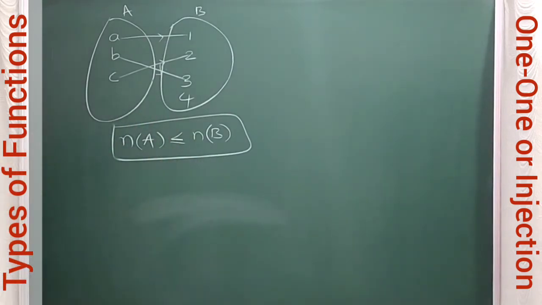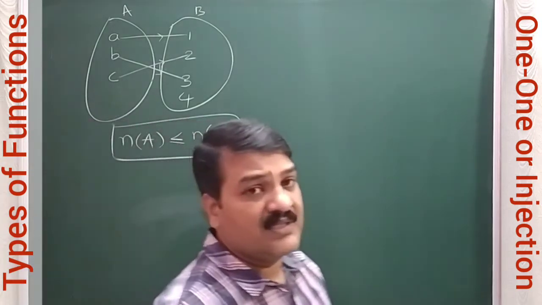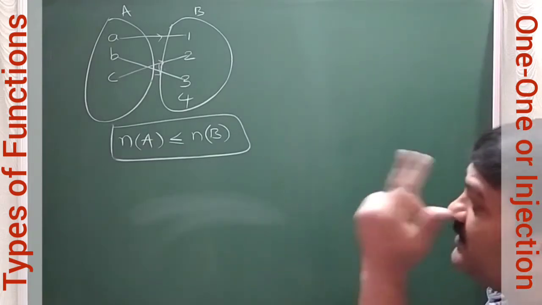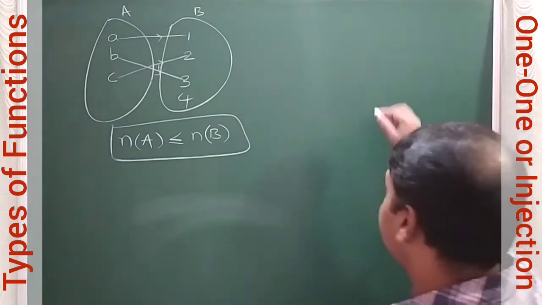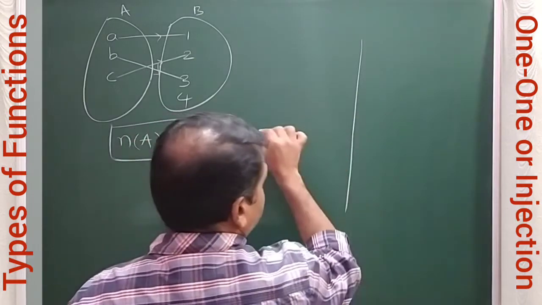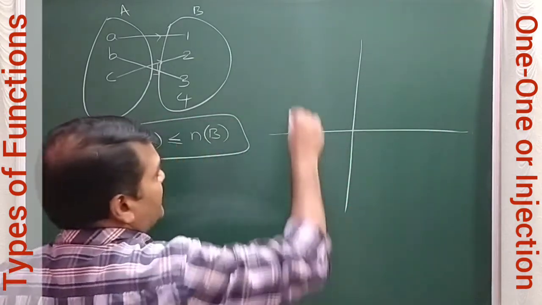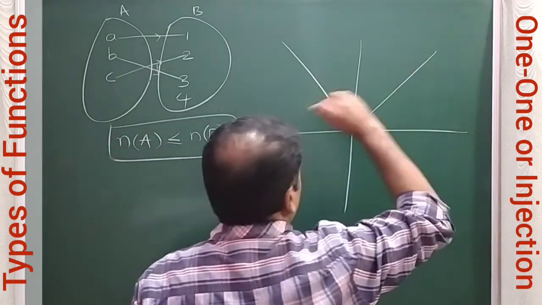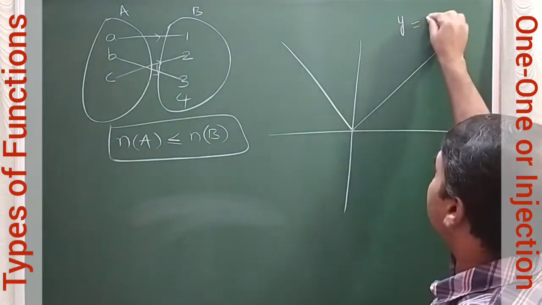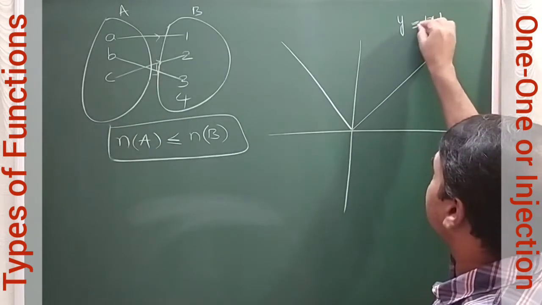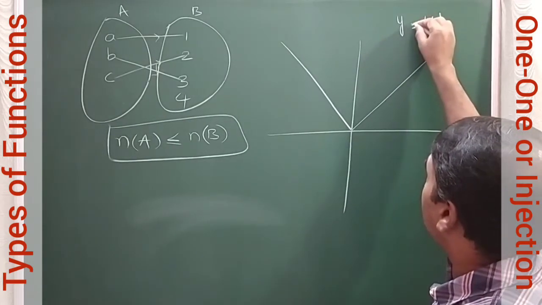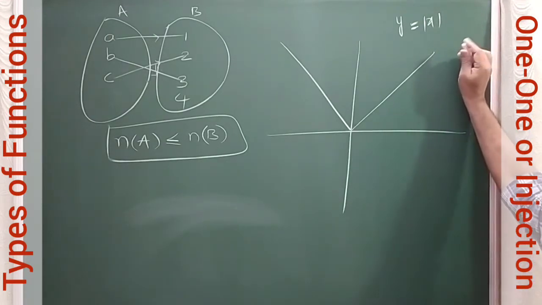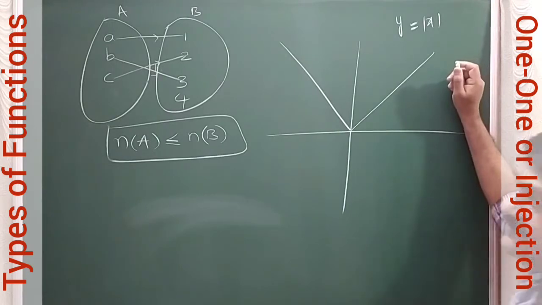Okay, now let us check the graphical method. How will you check graphically whether a function is 1-1 or not? Let me take the graph of y = |x|. So this is the graph of y = |x|. In the previous video we discussed that this is an even function. So I have taken an even function for example.